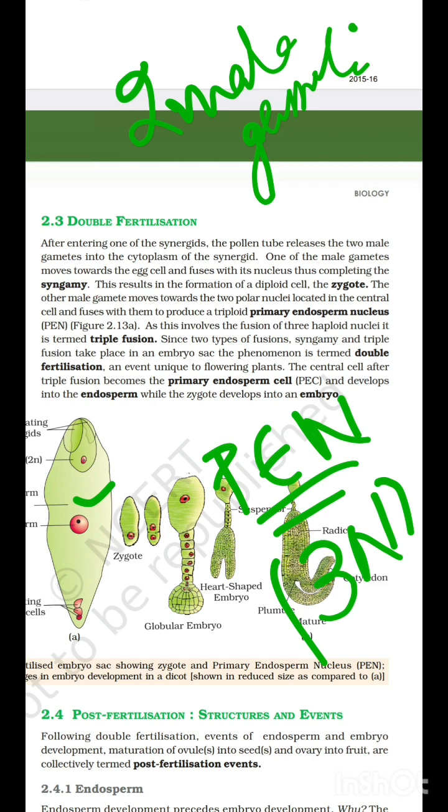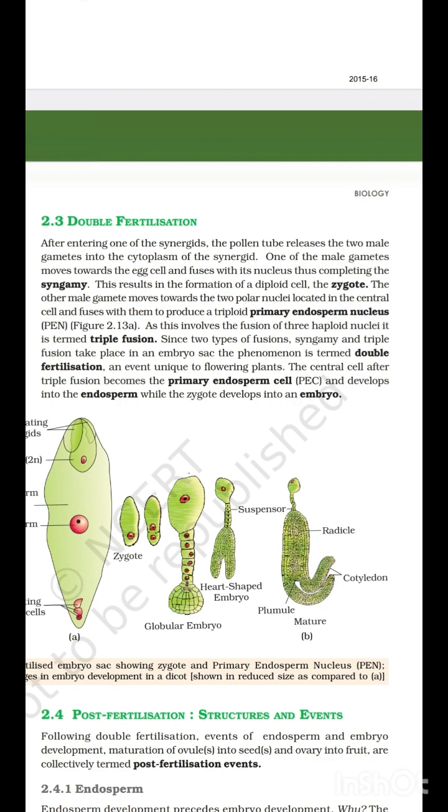Since two types of fusion, syngamy and triple fusion, take place inside the embryo sac, the phenomenon is termed double fertilization. It is a unique event to all the flowering plants. The central cell after triple fusion becomes the primary endosperm cell and develops into endosperm, while the zygote develops into the embryo. So the zygote, which is diploid in nature, divides and redivides to form the embryo, and the primary endosperm nucleus, which is triploid in nature, divides and redivides to form endosperm.